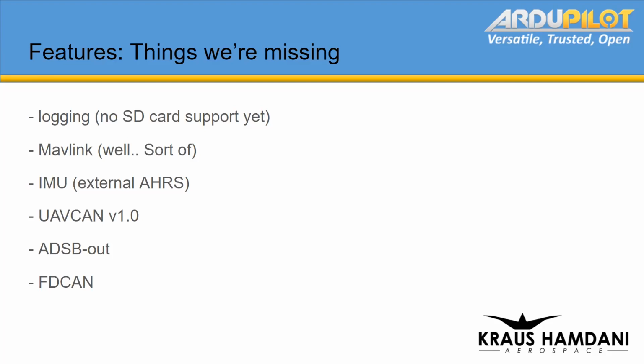And FDCAN. This is the fast data where you can send data at 8 times faster, actually. That's coming in with some of our new ChibiOS updates, and we'll be adding that soon. It's kind of in the pipeline, and it would be really nice to have, but it's just not there right now. But coming soon.